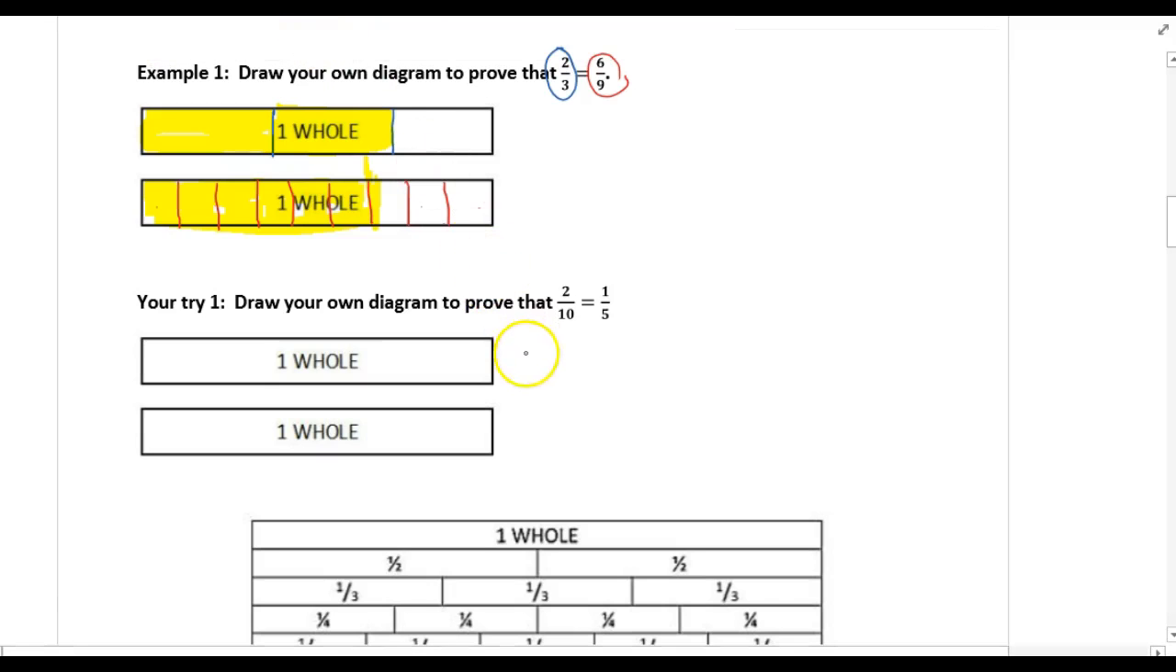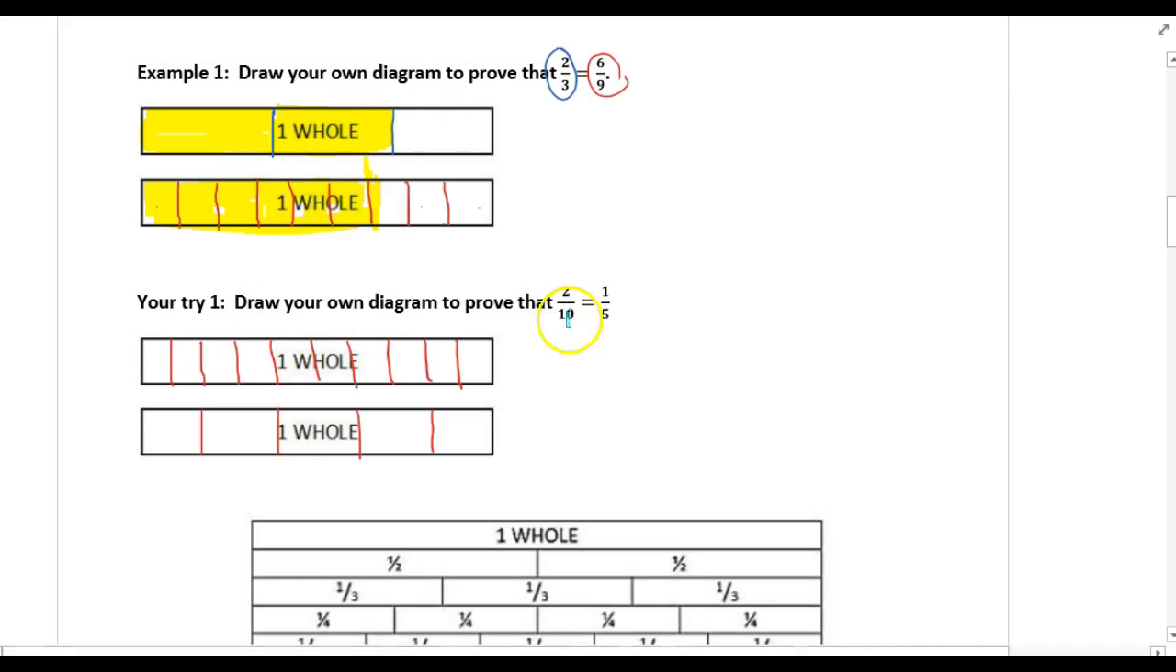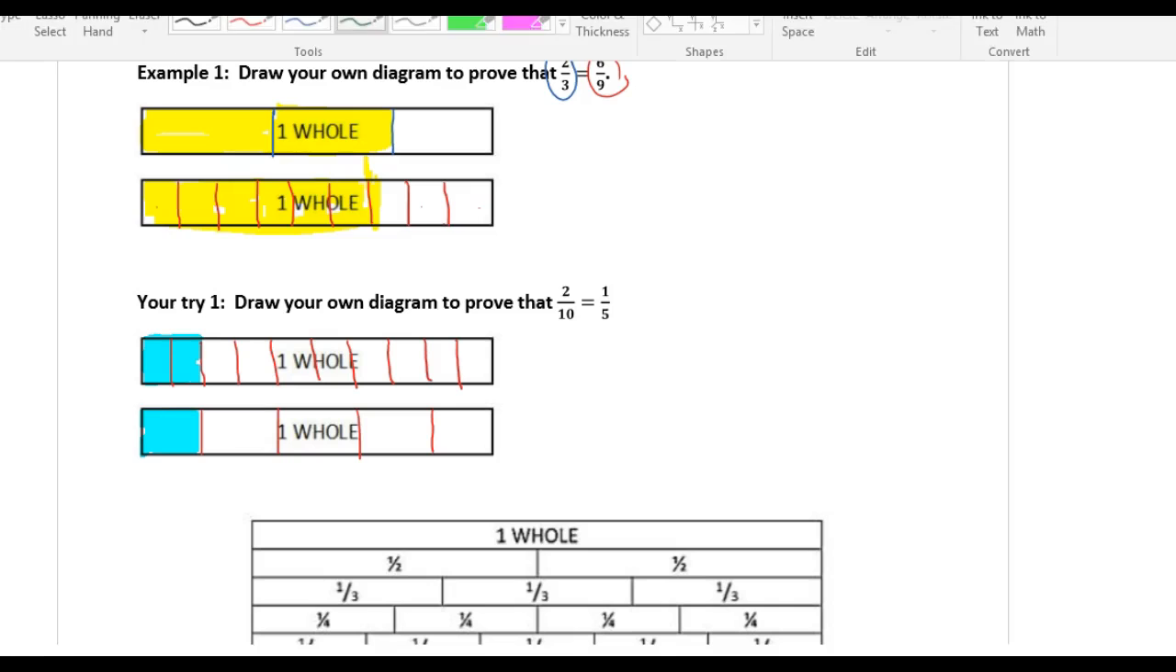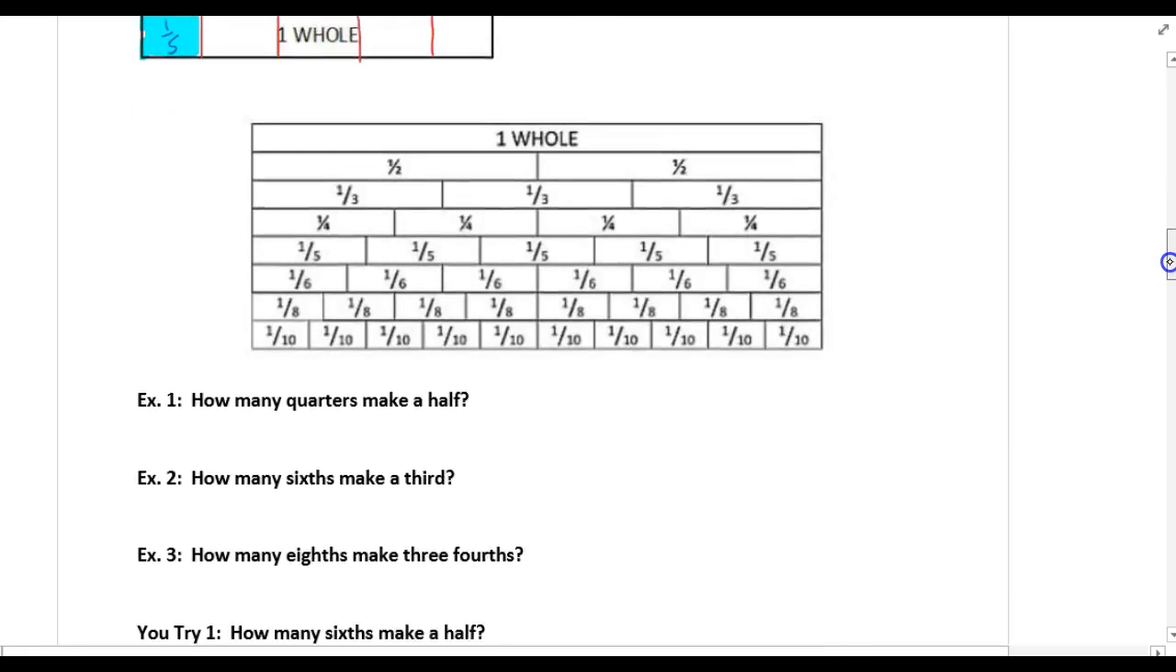Do me a favor, pause the video and go ahead here. For this example, 2/10 means I'm going to shade in 2 of these boxes. So I broke it up into 10 equal boxes. Here I broke it up into 5 equal boxes. So now I'm going to shade in 2 of the 10, and now I'm going to shade in 1 of the 5. So if I look at this closely, what you should see is 2/10 is equal to 1/5.